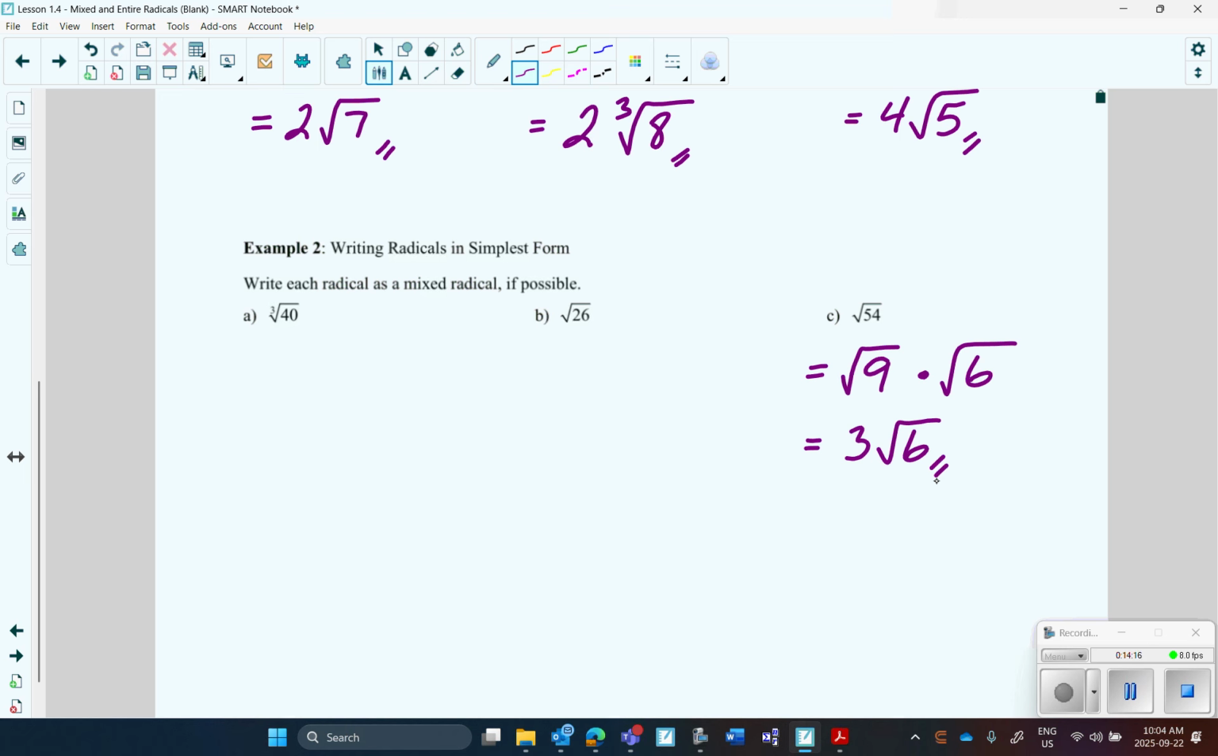Now let's go to A. It's not square roots, it's cube roots. So you've got to look at a different list. Use that list to help you. Actually, if you flip forward here, there's a list here.